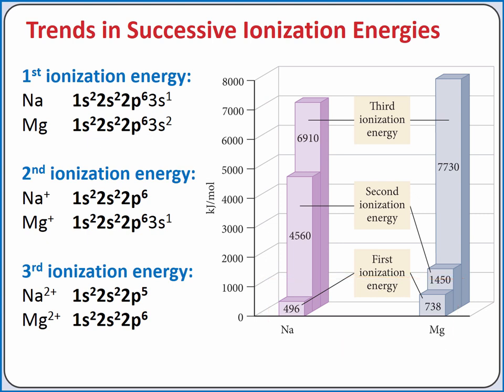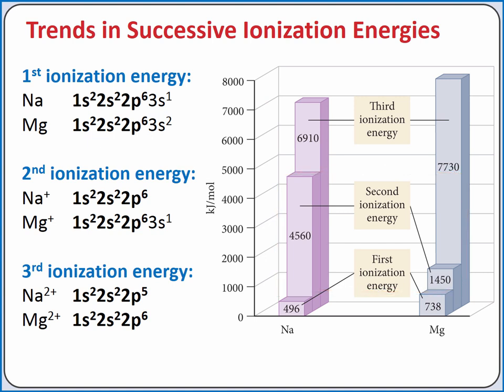After we've removed the first electron, sodium plus is left over, and it only has core electrons. But magnesium plus still has one valence electron. It requires significantly more energy to remove a core electron than a valence electron. So sodium's second ionization energy is larger than magnesium's second ionization energy.